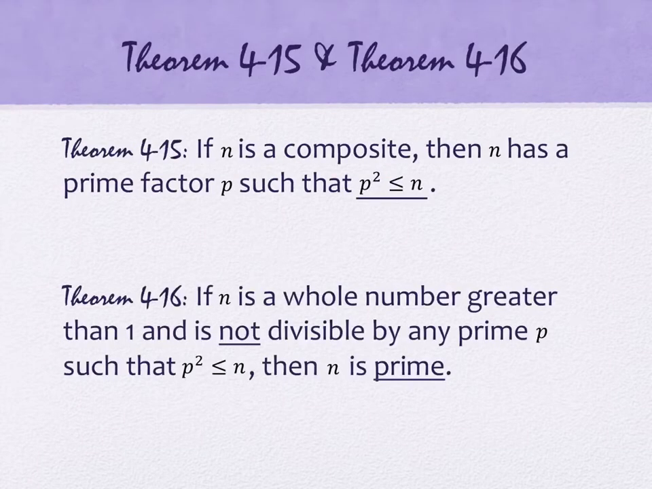And that's actually what Theorem 4.15 says. It says that if you have a composite number, and it does have a factor, then that factor is less than or equal to the square root of the number. They write it a little bit differently, but this is actually what I said. The factor is less than or equal to the square root of that number.